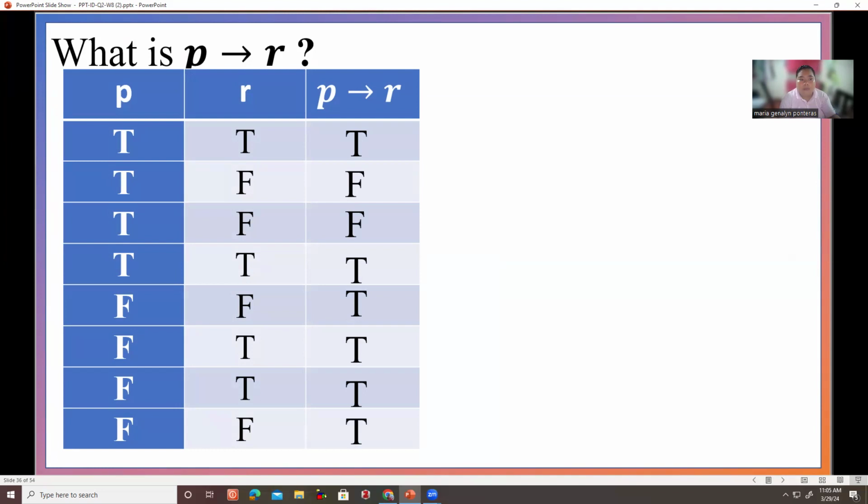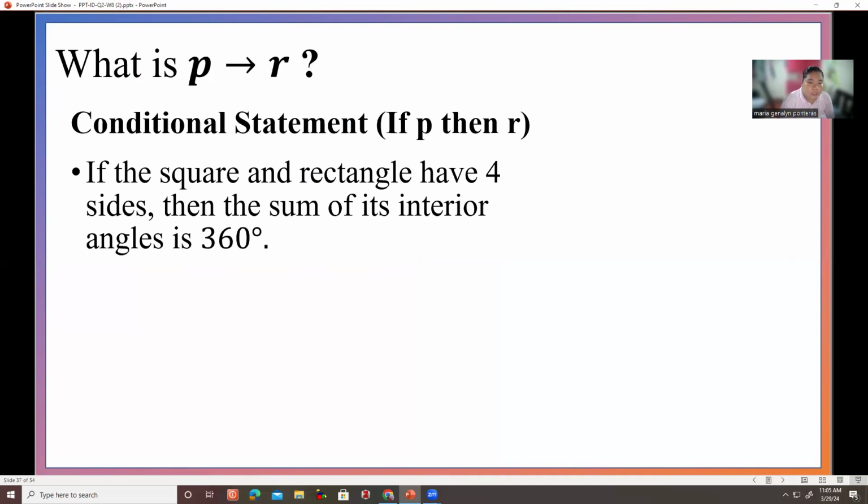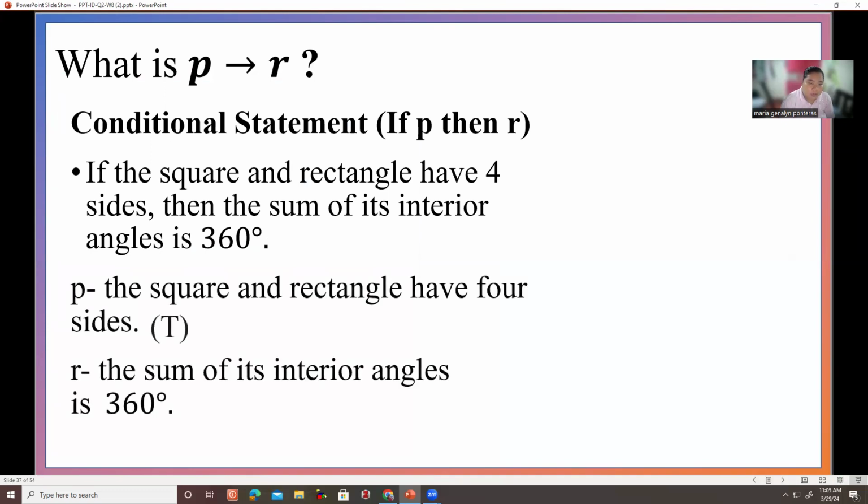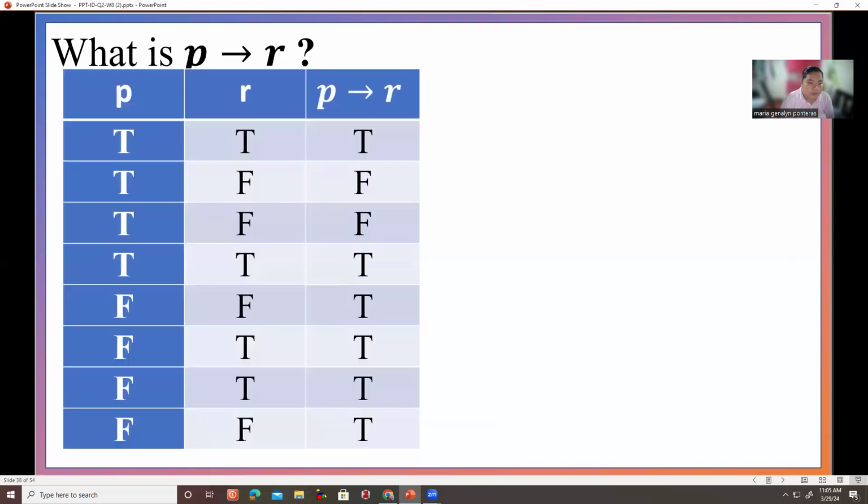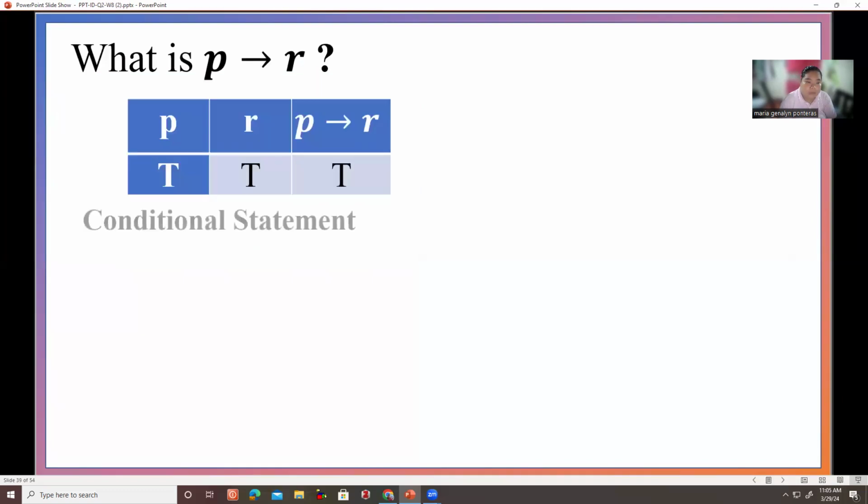Even if we have 3 statements, we still apply the condition for the false statement of P implies R. So P implies R is only false if P is true and R is false. Conditional statement, if P then R. So if P is true, R is true. Therefore, they hold the first row of our statement.